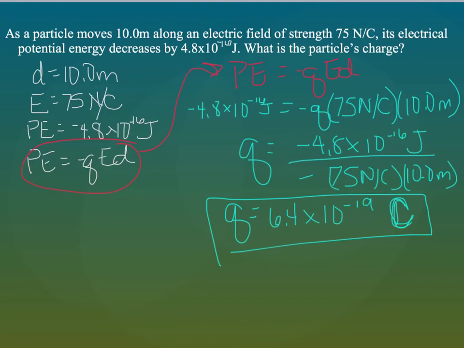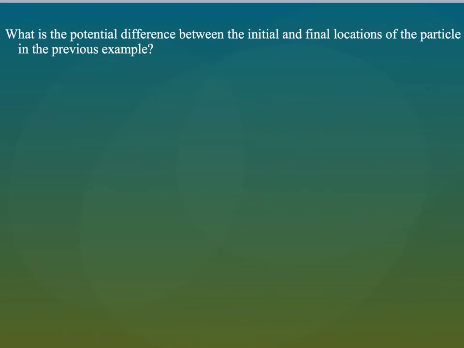We're going to look at one more problem now. It asks, what is the potential difference between the initial and final locations of the particle in the previous example? We need to think about the information we already have. It's asking for potential difference, so that's our delta V equals negative ED equation. From the previous page, we know that E is 75 newtons per coulomb and D is 10 meters, so we can simply plug those into our equation.